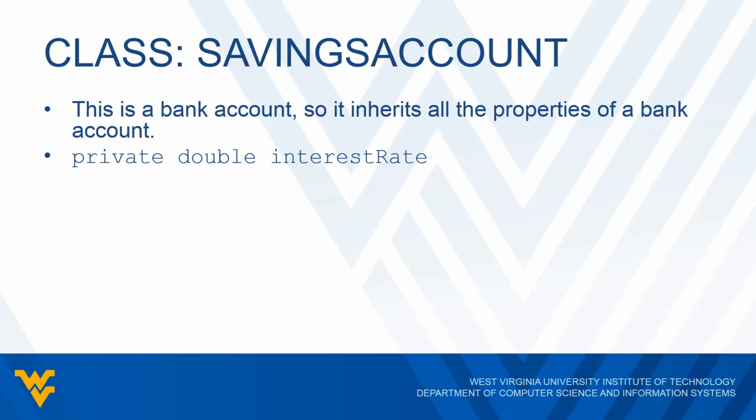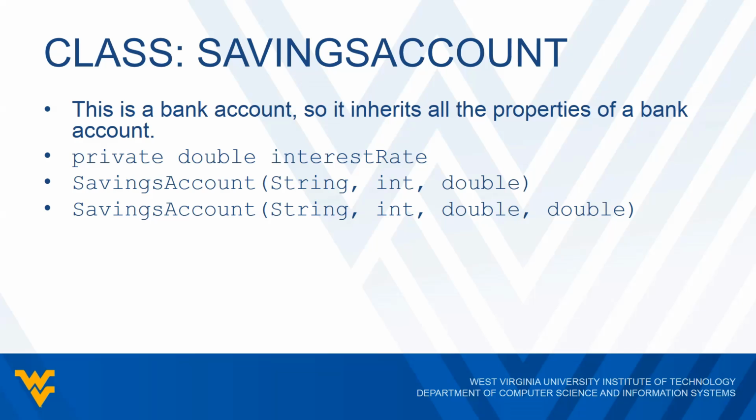We do need constructors for this class as well, so we can have one type of constructor that brings in stuff just from the abstract class. So this would be a constructor without the interest rate, and we can have another constructor that does include the interest rate. And then we need some operations for the interest rate.